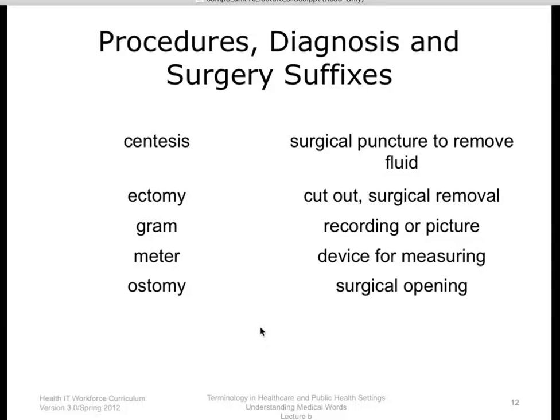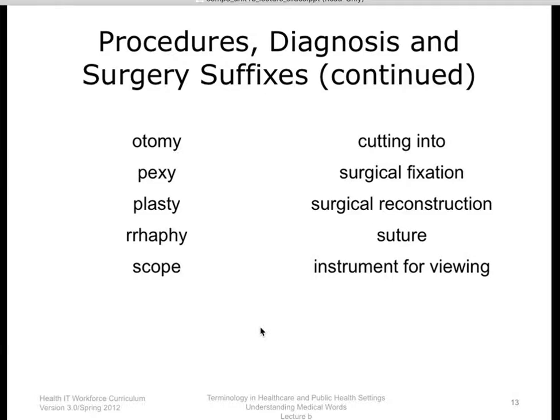Meter is a measuring device. Thermometer is just a different way to pronounce it. So you'll hear it pronounced meter or meter, depending upon the use. Ostomy is a surgical opening. Others are otomy, cutting into. Pexy is surgical fixation. Plasty is surgical reconstruction. Oriphy is suture. And scope is an instrument for viewing.